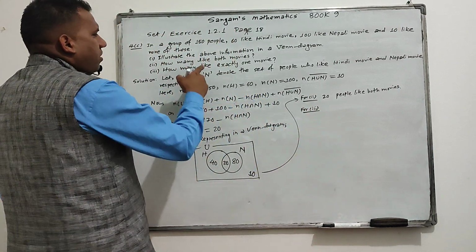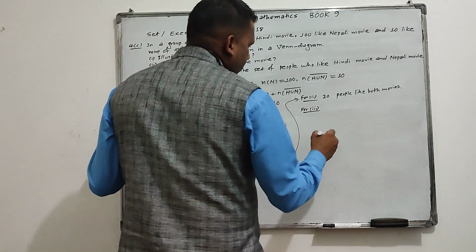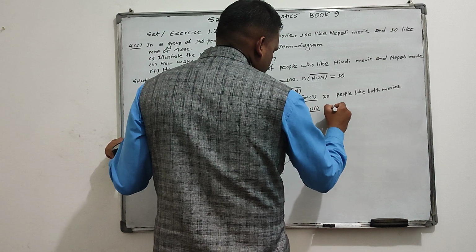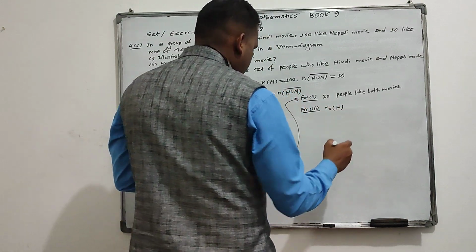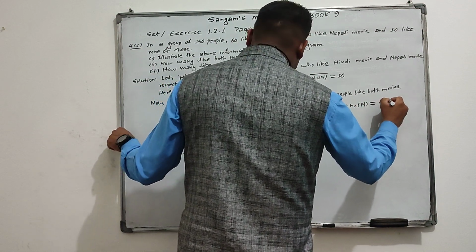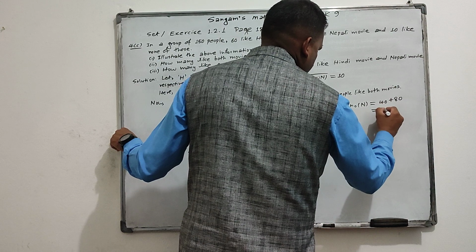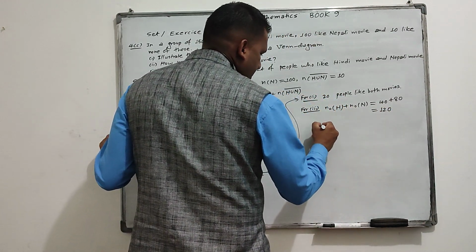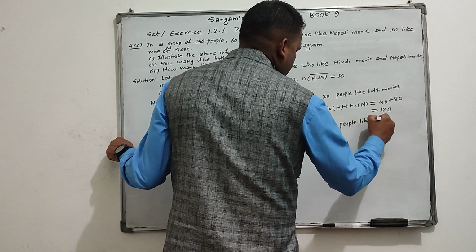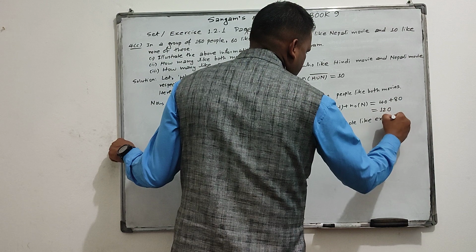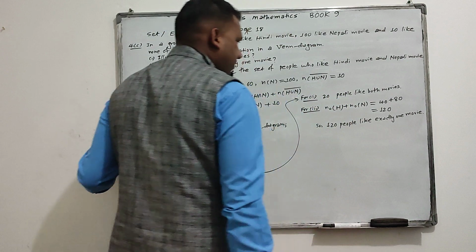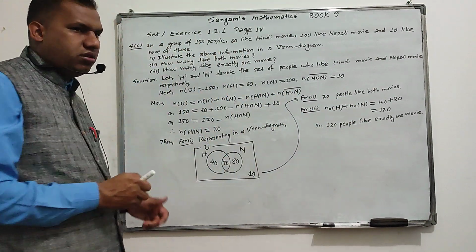For 3, how many like exactly one movie? Number of exactly one movie is n(only S) plus n(only N), equal to 40 plus 80, that is 120. So 120 people like exactly one movie. Okay, this was for group C.